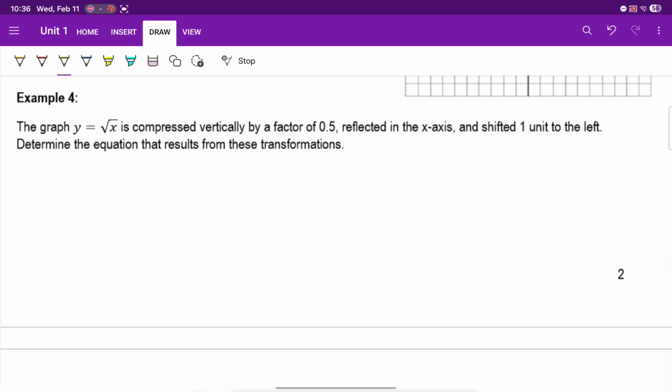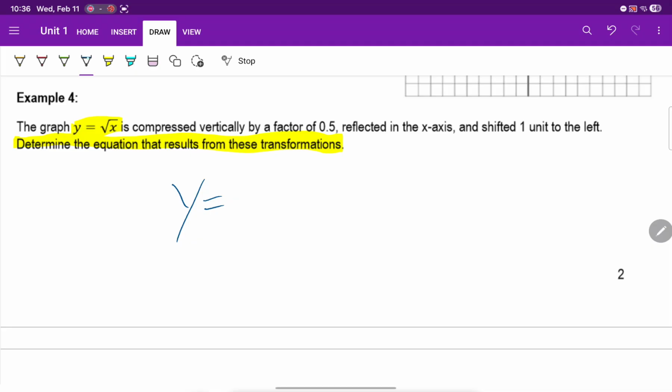Next here, we are going to look at the graph root x is compressed vertically. Okay, so what we're going to do here is determine, I'm just going to tell you here, and then I'll read the question. Typically, if I'm answering a question, I'll figure out what the question's asking. This question's asking me to determine the equation that results from the transformations. Now, knowing that, I'm going to read the question and figure out the equation I'm going to use. So I know it's going to be y equals.